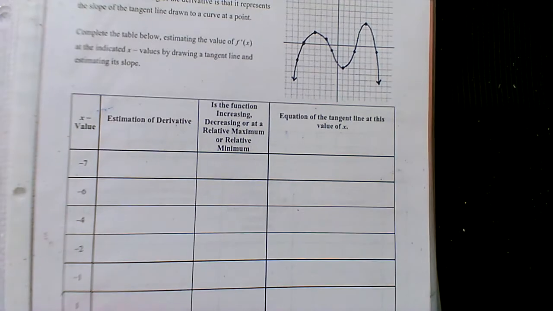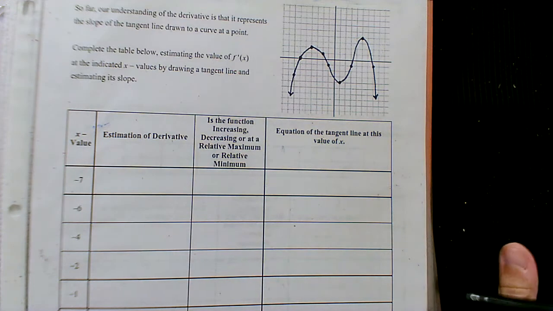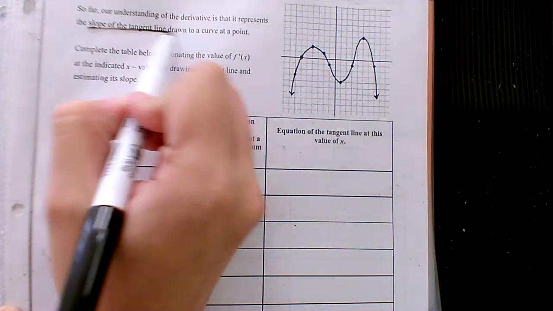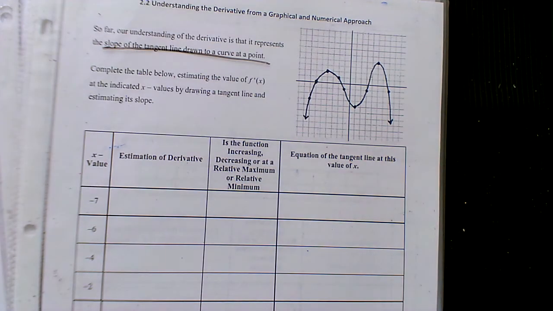Like when we have our board activities, I do want to move on to the next section though, and I think that this is going to really help this idea of a derivative sink in. Okay, so graphing examples, looking at a picture, most of us are visual learners. So far, what we've said a derivative represents is the slope of a tangent line, okay, drawn on a curve, okay, at a specific point.